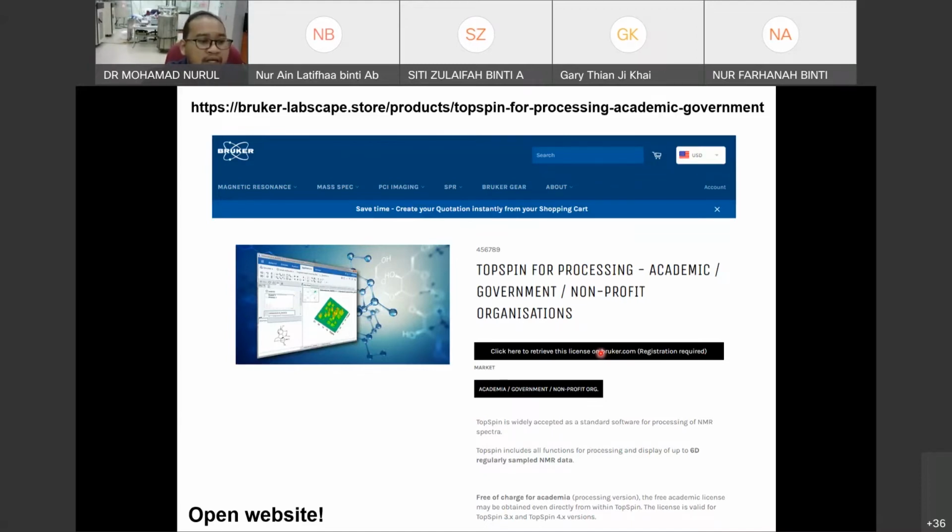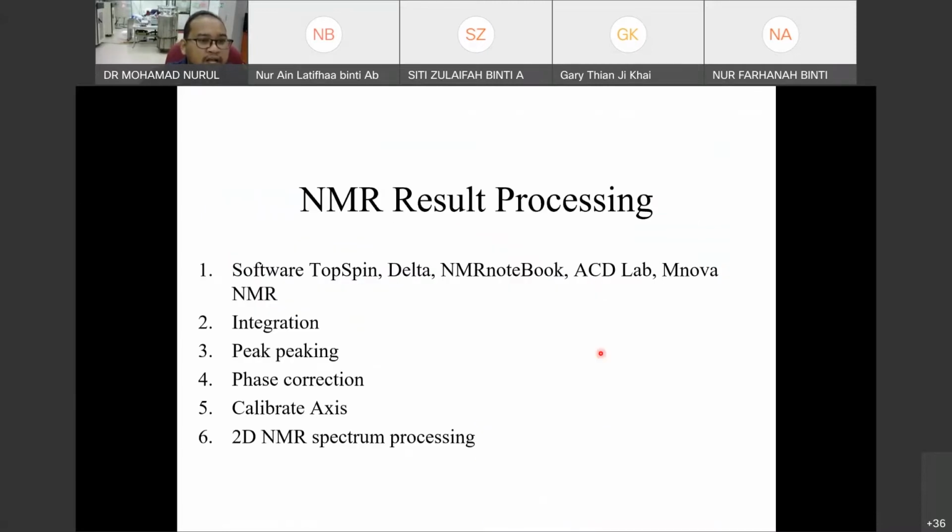So for NMR result processing, we already finished discussing how to prepare the samples. The solvent height should be around 3.8 to 4.0 cm, because if you put too much solvent, it will affect the concentration. And for the next experiments, for example carbon and DEPT, they will need more time.